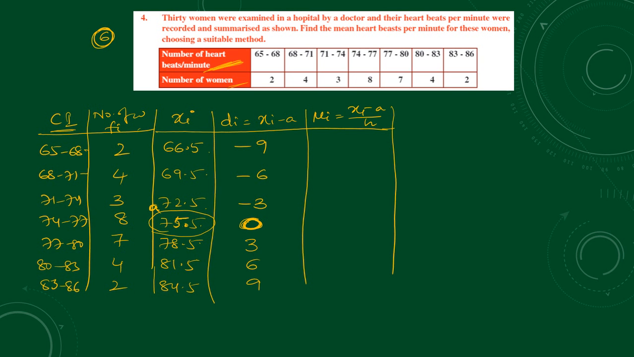From this, what is the value of H? H is nothing but the class height only, no? So the class height is 3. Now we need to divide all these values by 3. Then what am I going to get? This is minus 3, minus 2, minus 1, 0, 1, 2, 3. Now what is this method? This method we call step deviation, no?